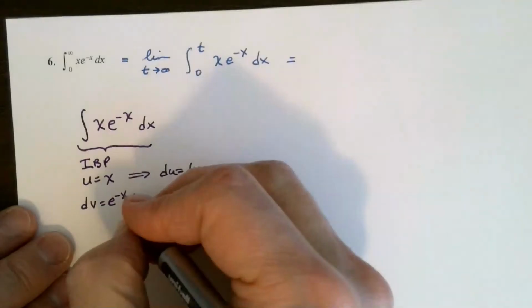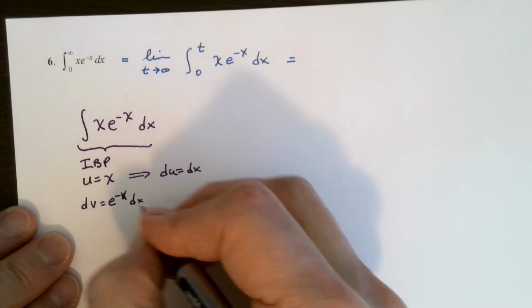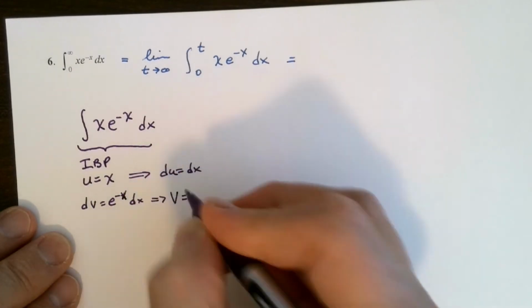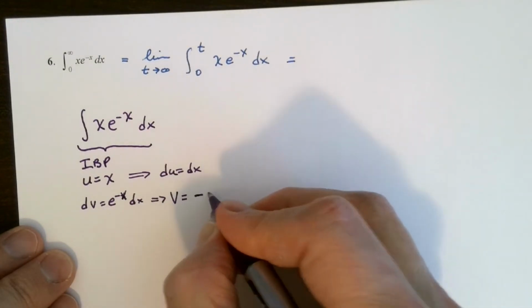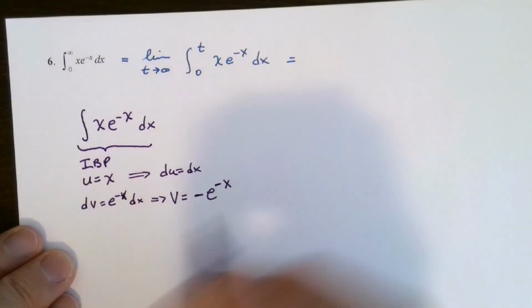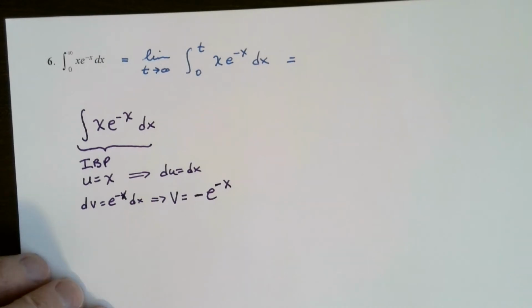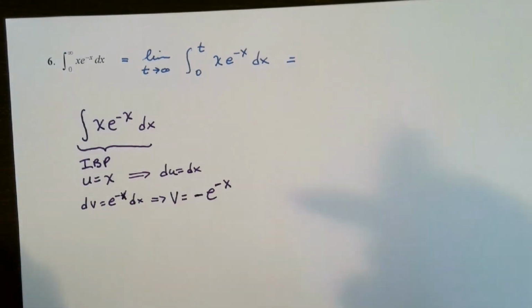And what do I do here? I integrate both sides, and I get v. What's the antiderivative of e to the negative x? It's negative e to the negative x. There's a little substitution we do in there. Okay, so hopefully you remember the integration by parts.